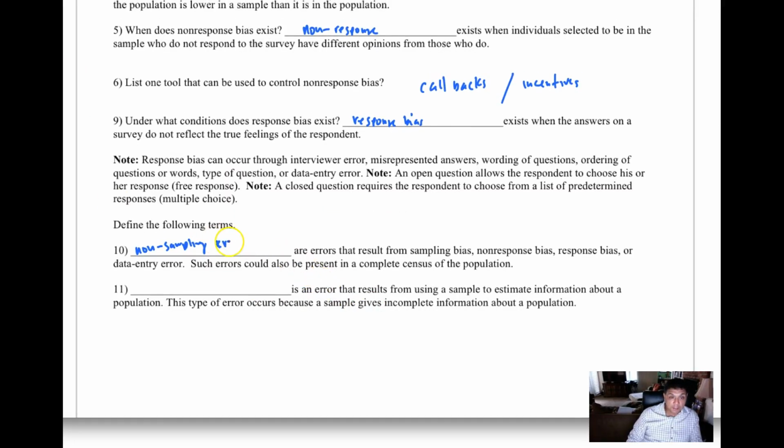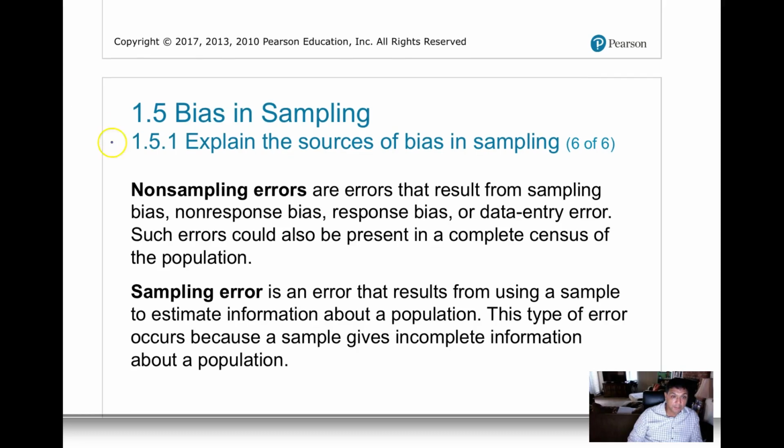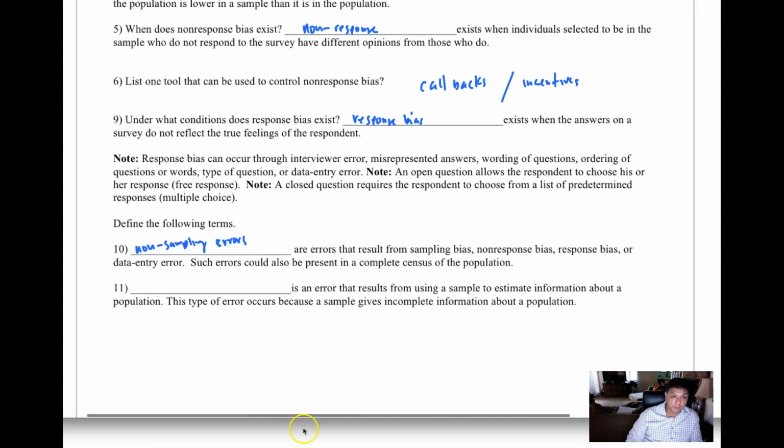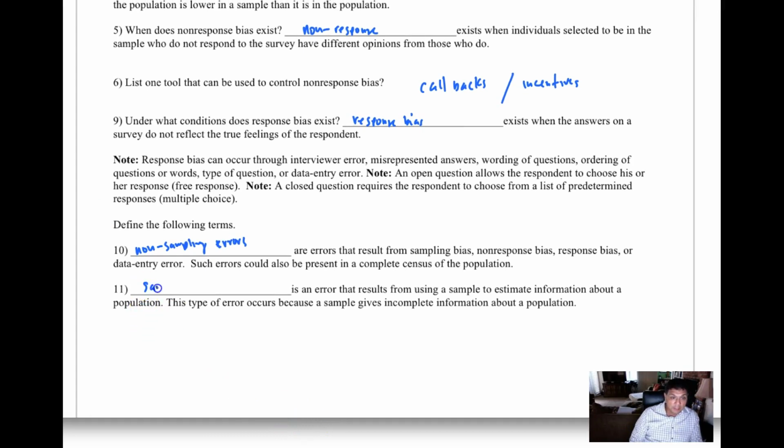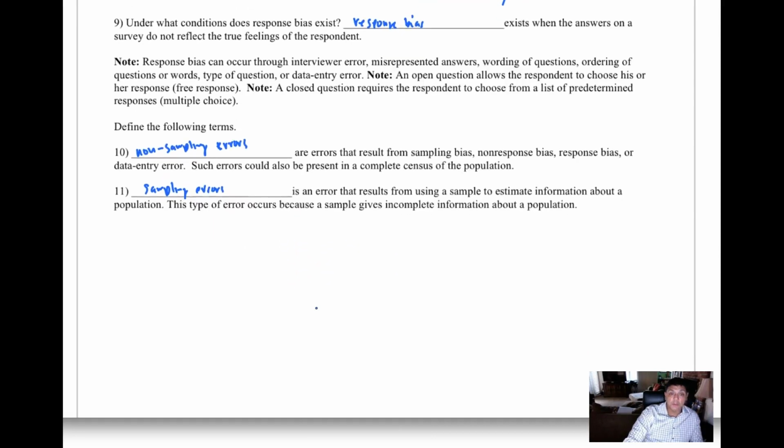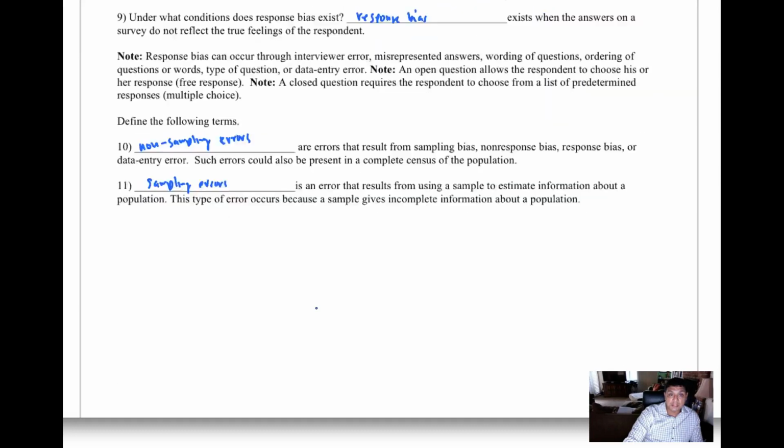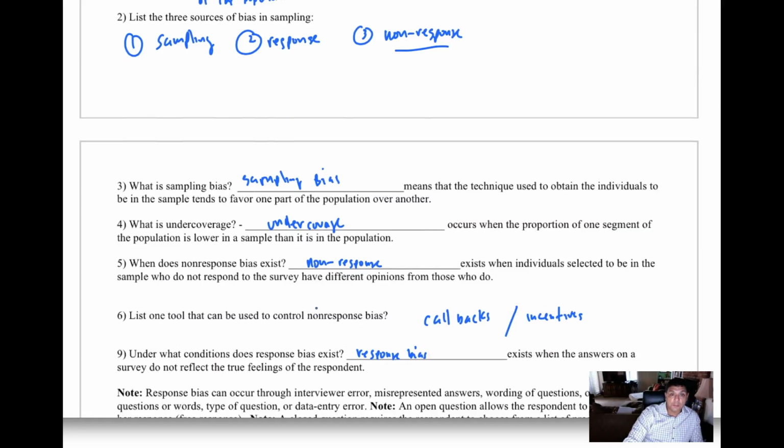And then this last one here, you can see from our PowerPoint, sampling error occurs when there are issues with your sampling. Sampling error is an error that results from using a sample to estimate information about a population. This error occurs because the sample gives incomplete information. So there's something wrong with the sampling aspect. And that's chapter 1.5.